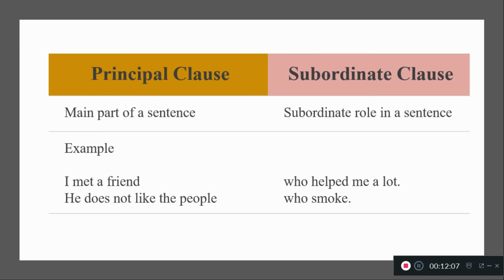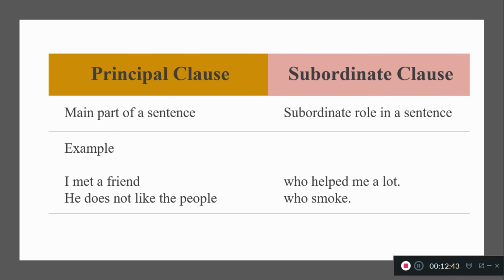Next, principal clause and subordinate clause. Principal clause is the main part of a sentence, as it contains the subject as well as the finite verb and the object. It can make complete sense itself. It does not have to depend upon any other clauses. Principal clause, main clause or independent clause is that clause which expresses a complete meaning. It alone can stand as a sentence.